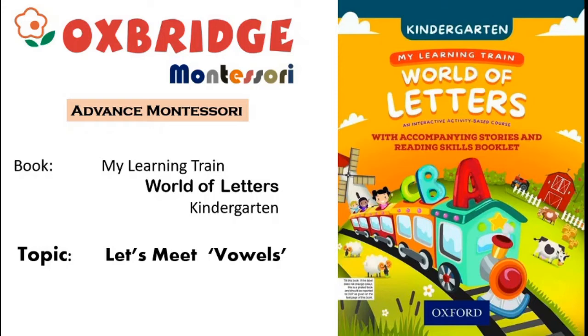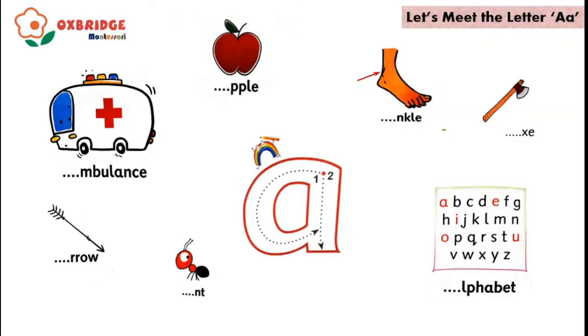Okay, let's move towards the first letter, and this is A, and the sound it makes is A. To find out whether the letter is a vowel or consonant, we have to say the sound of the letter. For example, to say A, we don't have to move our lips or tongue. We say A with our open mouth. So A is a vowel.